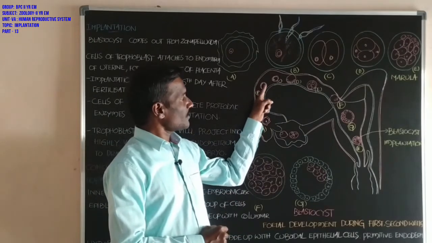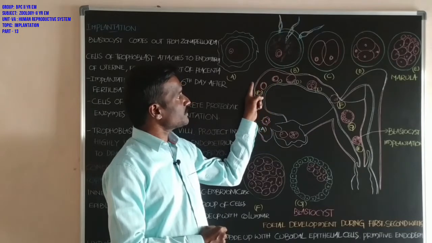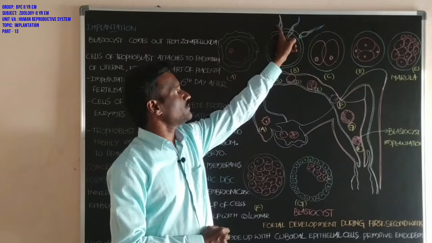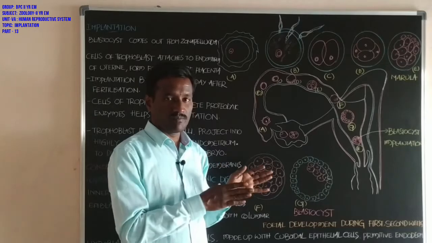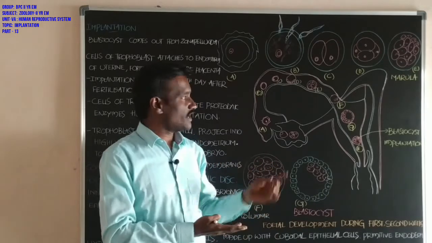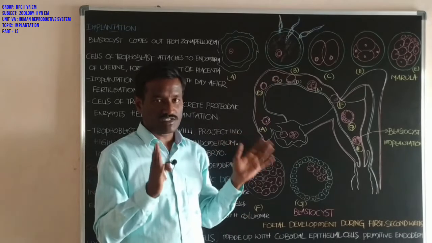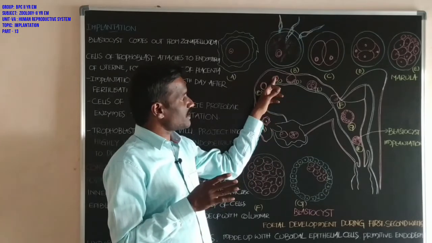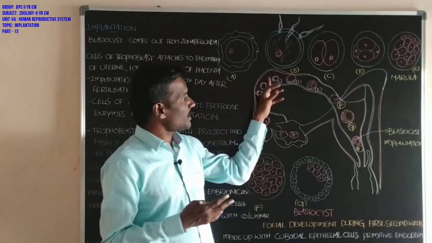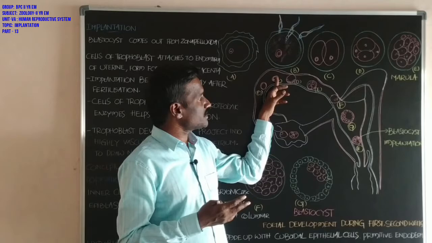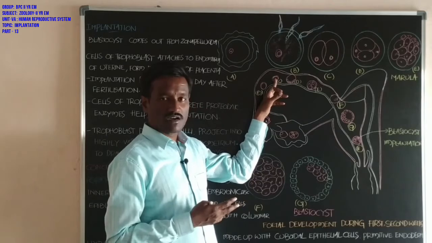In some period of time, these sperm cells attack the ovum, and fertilization takes place in the region of the fallopian tube, the ampulla-isthmus junction. After fertilization, development starts. This one is the zygote.